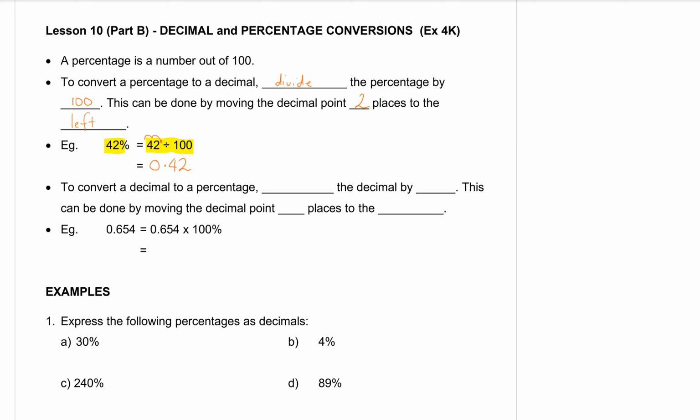If we want to go the other way, to convert a decimal to a percentage, you multiply the decimal by 100. This can be done by moving the decimal point 2 places to the right. Okay, when you're multiplying, you're moving to the right. Divide, you move to the left. So here is an example. I have 0.654. To make that a percentage, I have to times it by 100. So that means the decimal point is going to jump over 2 places to be 65.4%.